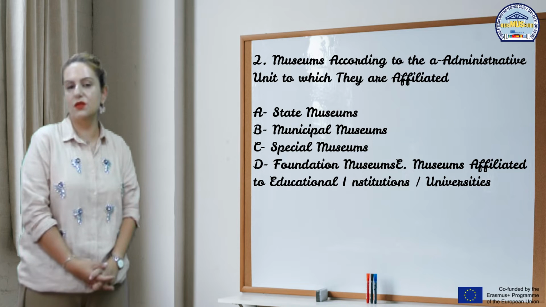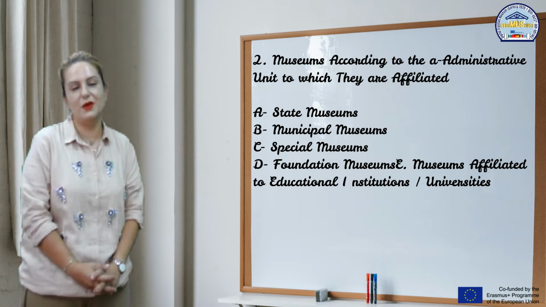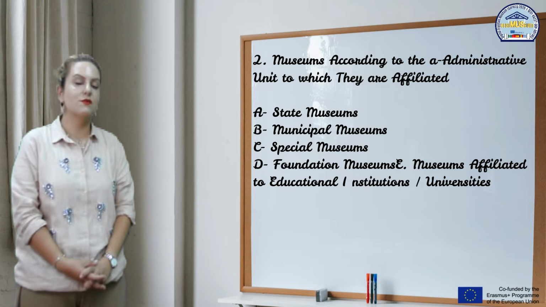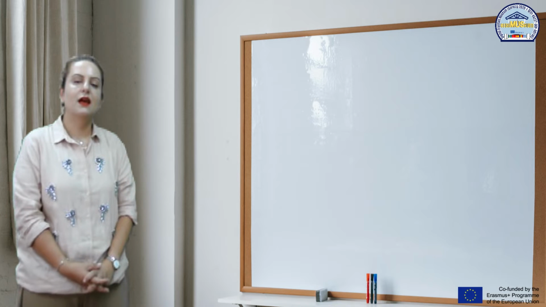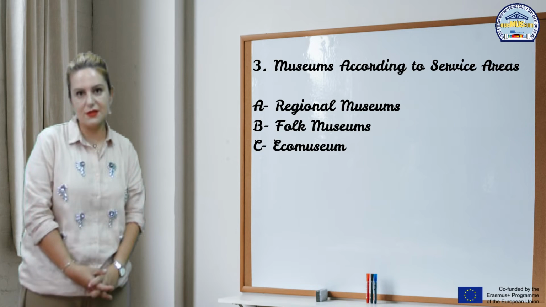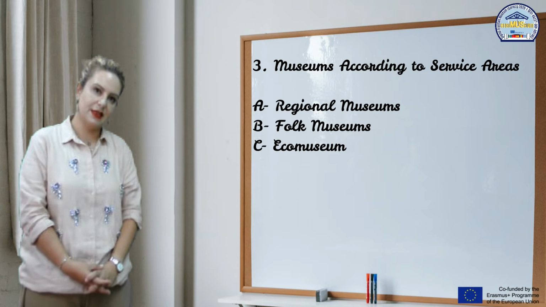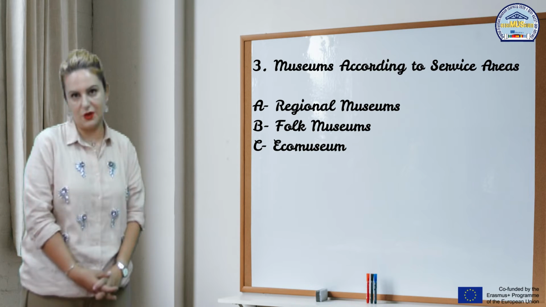In the second one, we talk about museums according to the administrative units. These are state museums, military museums, foundation museums, special museums, or municipal museums. The municipal museums are the easiest ones for us to go to, and they are open to public service. Okay, in the third one, we talk about museums according to the service areas. These are regional museums, eco-museums and folk museums. Here, folk museums are related to the ethnography museums in the collection part.